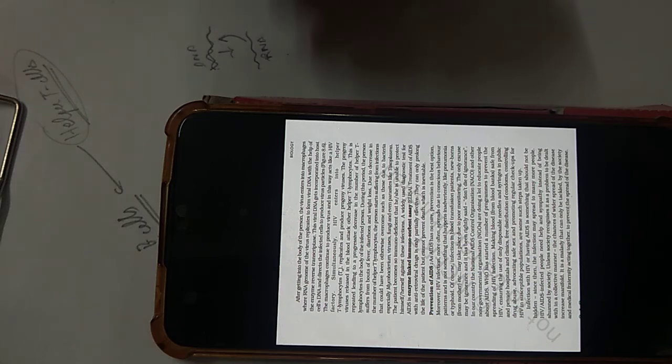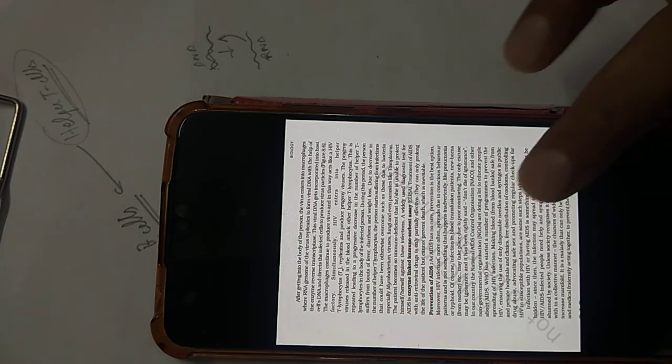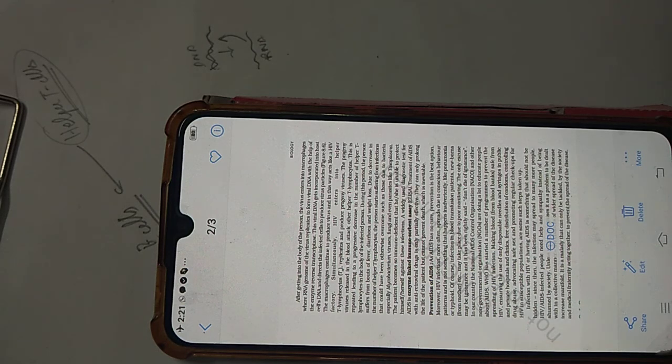Many people ask, is there any treatment? There is no treatment as such, but the life expectancy of a patient can be increased by using some drugs called antiretroviral drugs, which is called ART, antiretroviral therapy, and it is given in the community health centers. So this is all about HIV/AIDS.